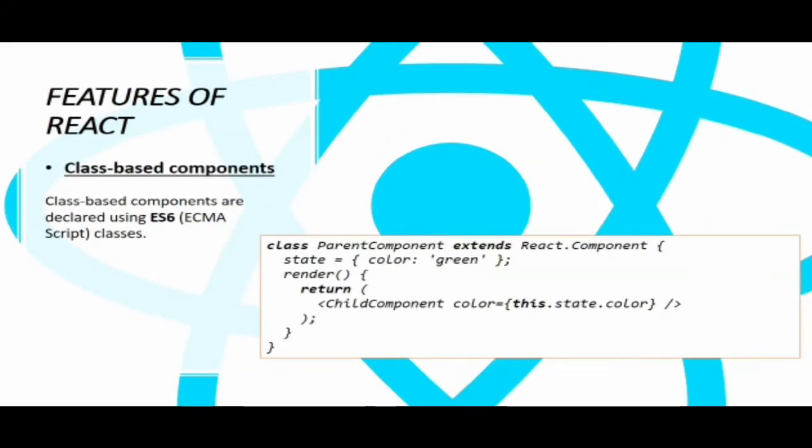Now let's see the class-based components. Class-based components are declared using ES6 ECMAScript classes. Class parent component extends React.Component, in braces state equal to, in braces color colon green in single quotes, closing the braces, render in braces return open bracket child component color equal to in braces this dot state dot color, closing the braces, closing the bracket and closing the braces.